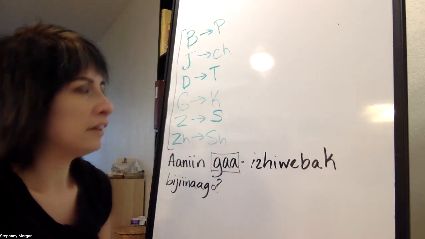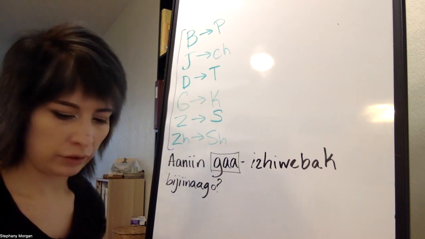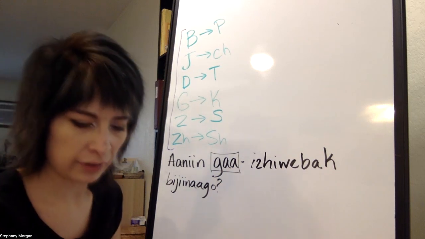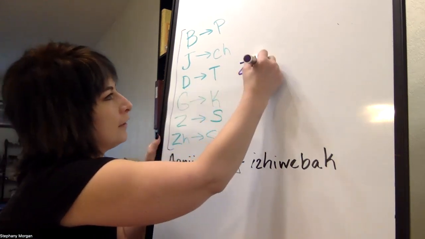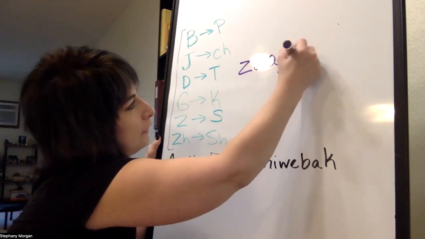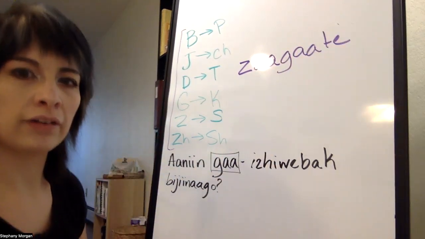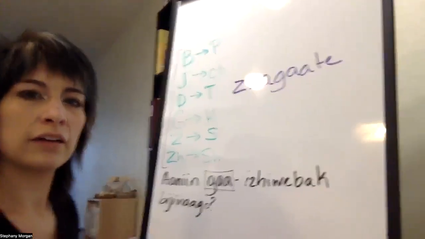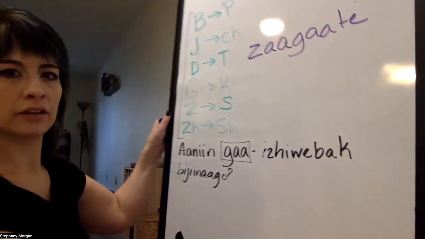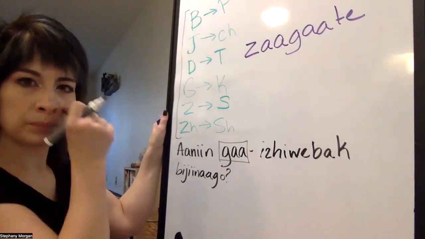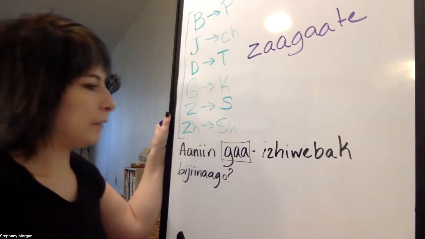And you might want to say it was sunny, or the sun was shining, it was bright. The word for that is zagate. It is sunshiny or sunny. Zagate. But we want it to be past tense.